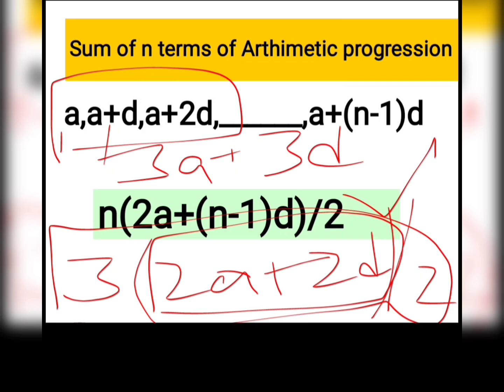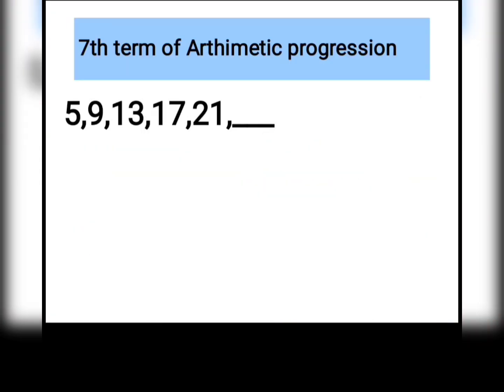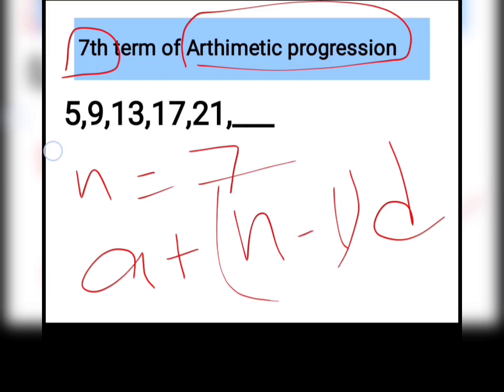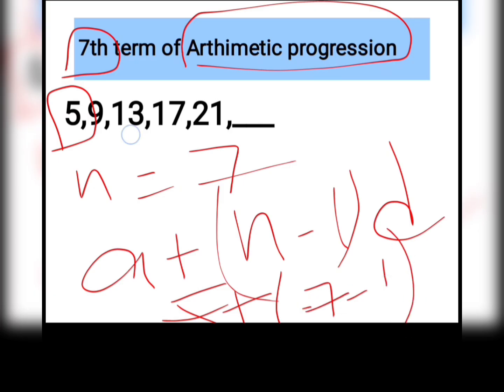Instead of summing every term, if you want to calculate the sum of n terms, you have to use this formula. Let's check our understanding. Here in this question it is asked to find the 7th term, that is n is equal to 7. And for an arithmetic progression, the nth term will be a plus n minus 1 into d. We know this. Here a is the first term, which is 5. So 5 plus n is 7, 7 minus 1 into d.